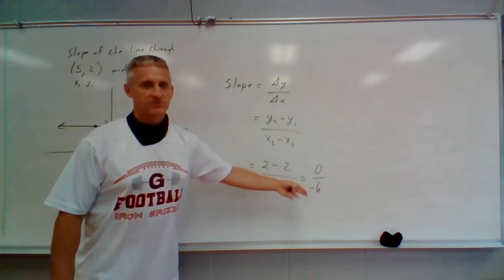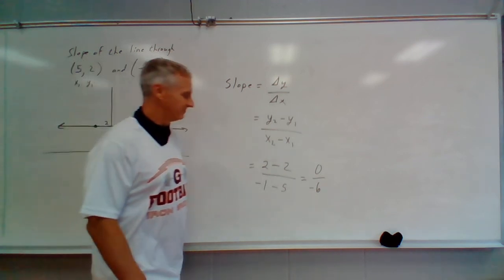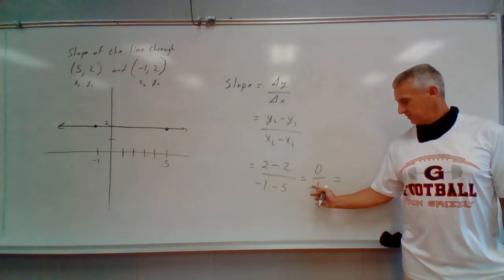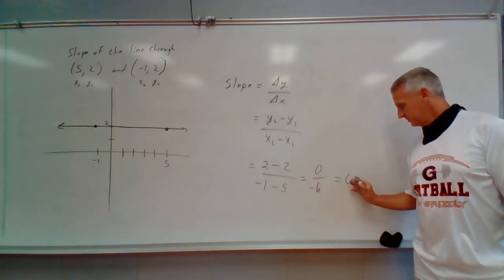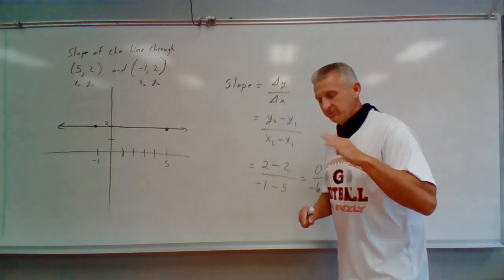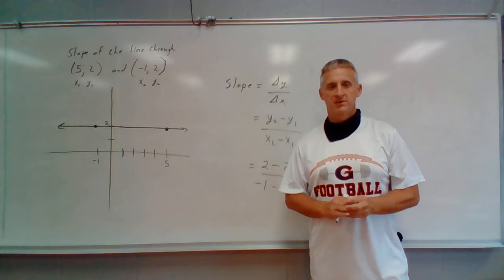The change in x would be negative 6. So that's how far that changes. 0 divided by negative 6 is just 0. So the slope of this line is 0. So if you have a flat horizontal line, its slope is 0.